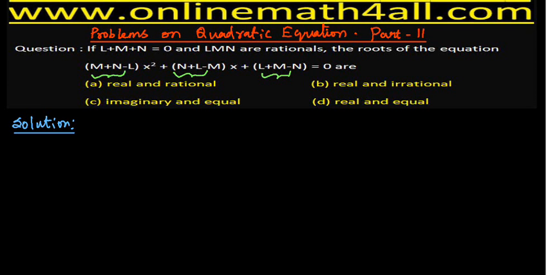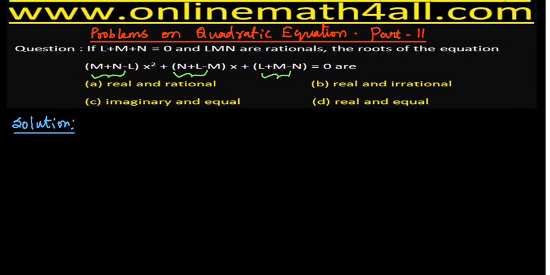Okay, let us consider the problem that we have on the board. If l + m + n = 0 and l, m, n are rationals, then the roots of the equation (m + n − l)x² + (n + l − m)x + (l + m − n) = 0 are: the options we have are real and rational, real and irrational, imaginary and equal, real and equal. So these are the four options we have for the question.